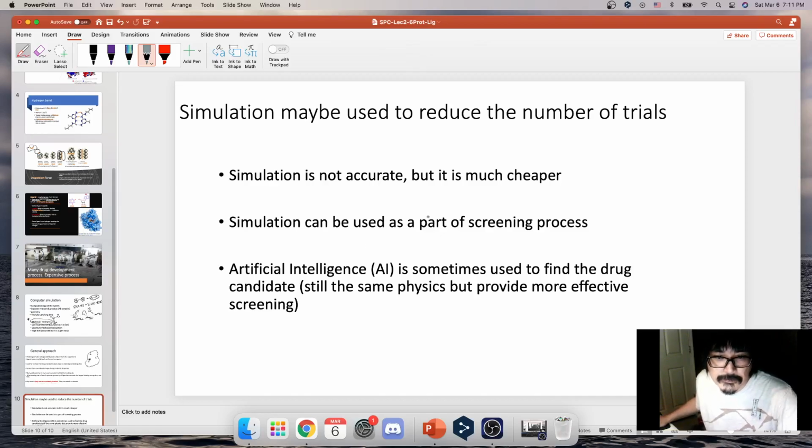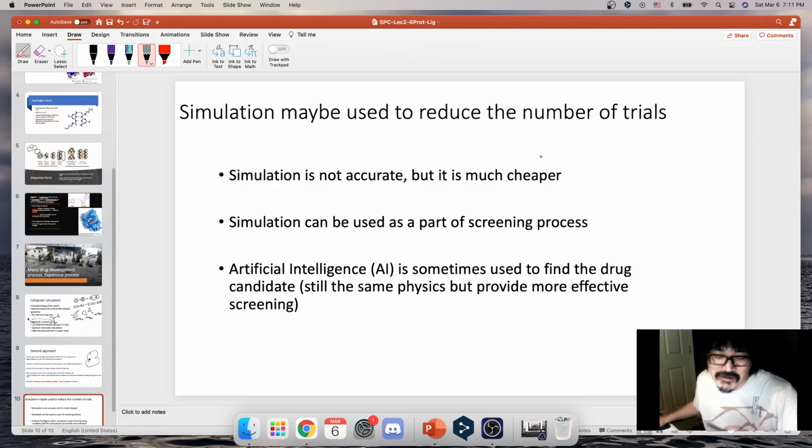So I think I might have already talked about this one, but simulation may be used to reduce the number of trials. Again, experimental trials of testing out thousands of drug candidates are very expensive. So as an owner of a company, if I pretend to be the owner, I want to reduce the number of trials as much as I can, right? And still find some sort of a good drug, right?